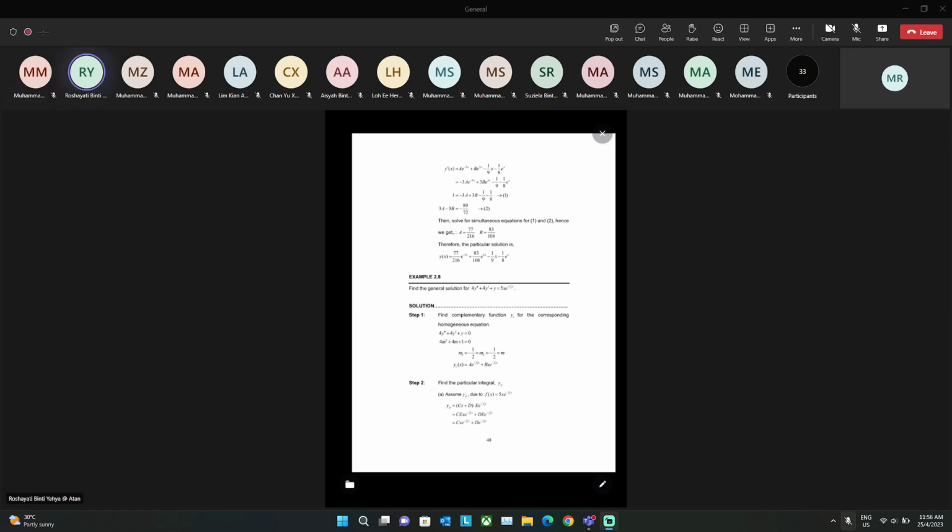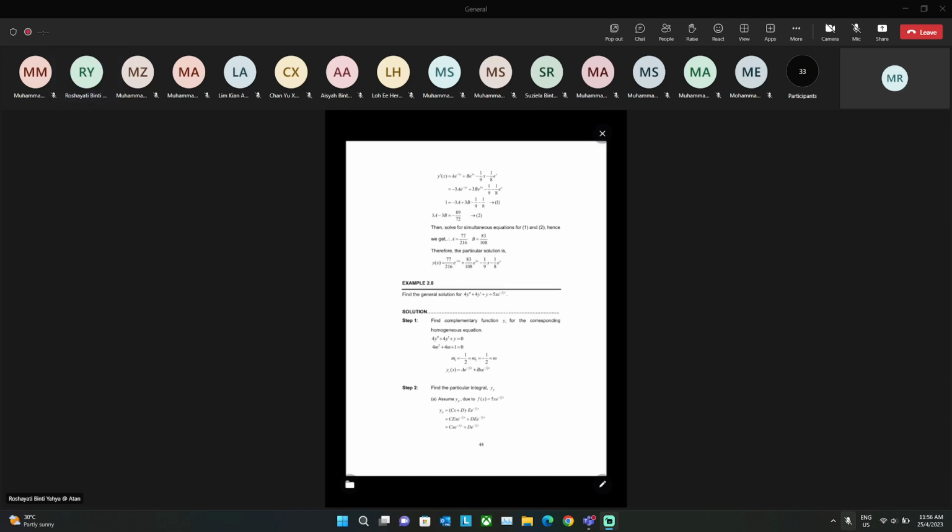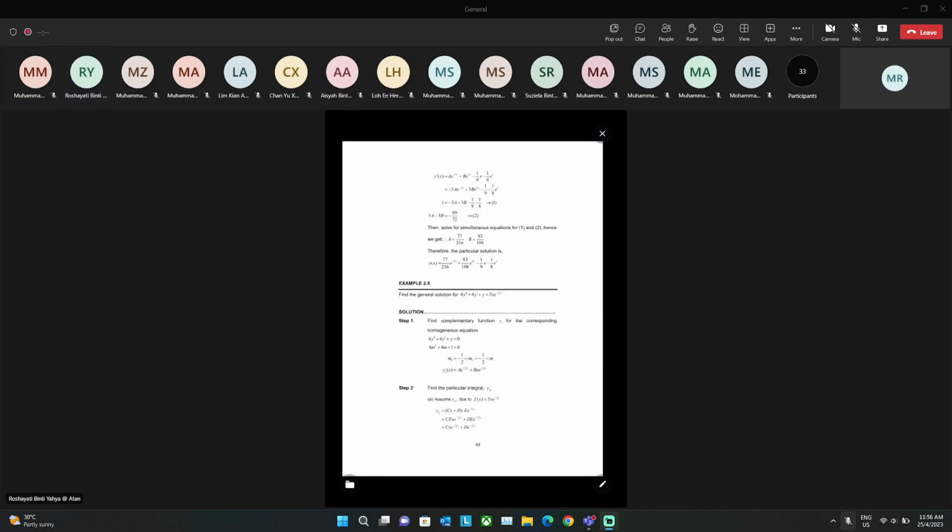Okay, can we have a break for 5 minutes? After that, we will look at example 2.8. I will go through 2.8 quite fast, and then we go to variation of parameters, because this is under undetermined coefficients, the first method, and then the second method is variation of parameters. Break 10 minutes. No, 5 minutes.